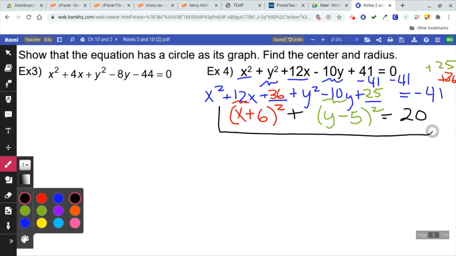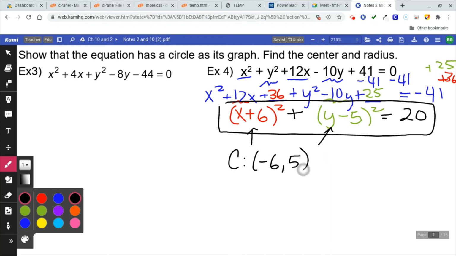Okay, so this is the equation of a circle. The center is going to come from these two, of course. We've got the center at negative 6, 5. And then the radius is going to come from this number 20 over here. So what we're going to have to do with that is think about it as something squared. R squared equals 20. So we're going to end up needing to take the square root of 20.